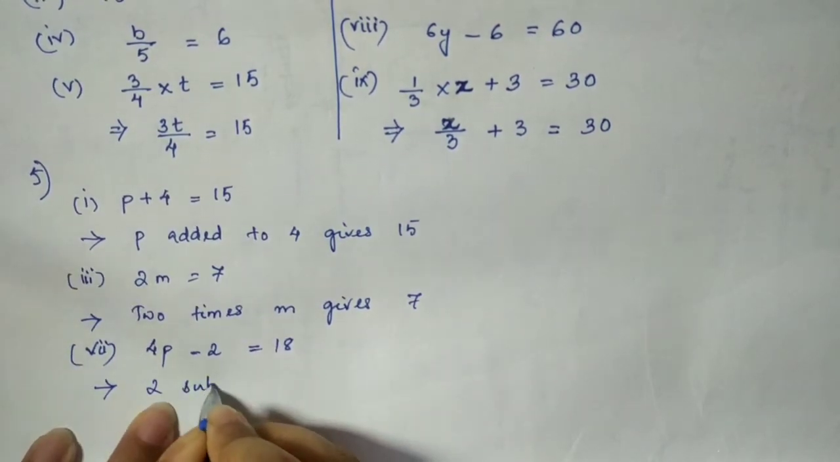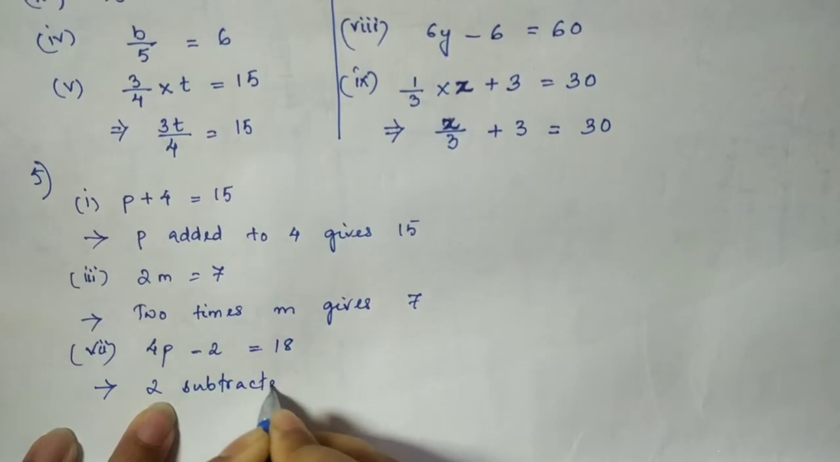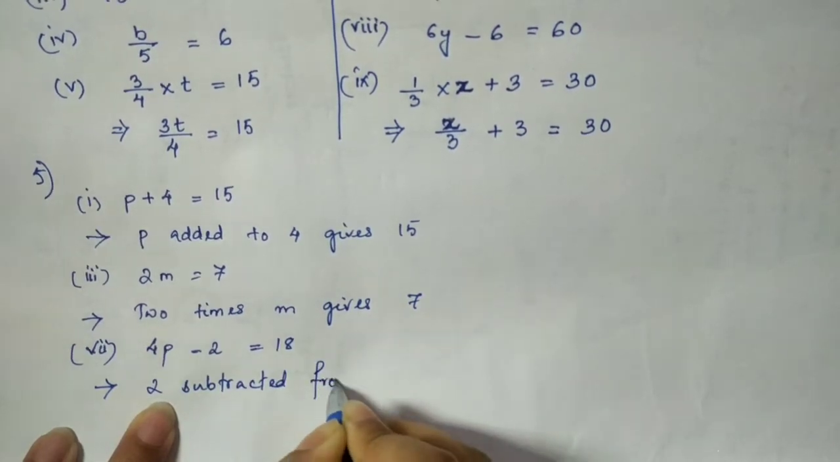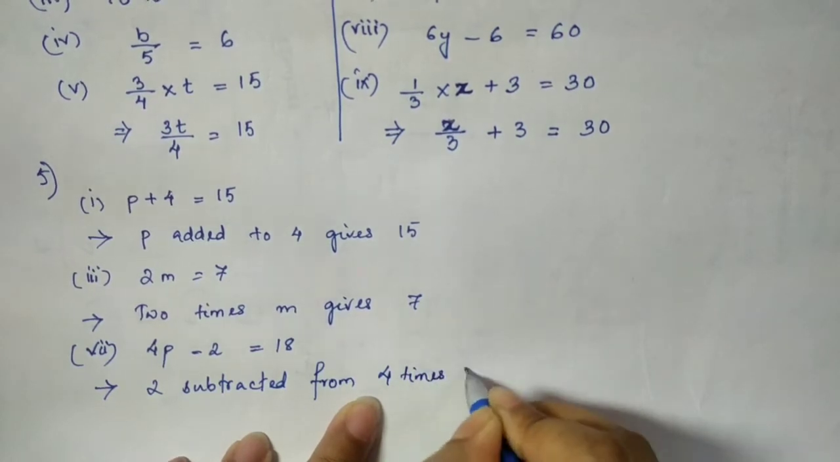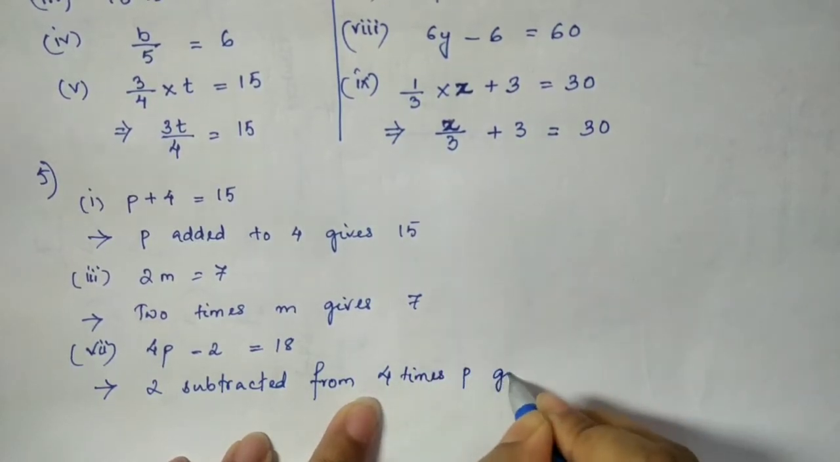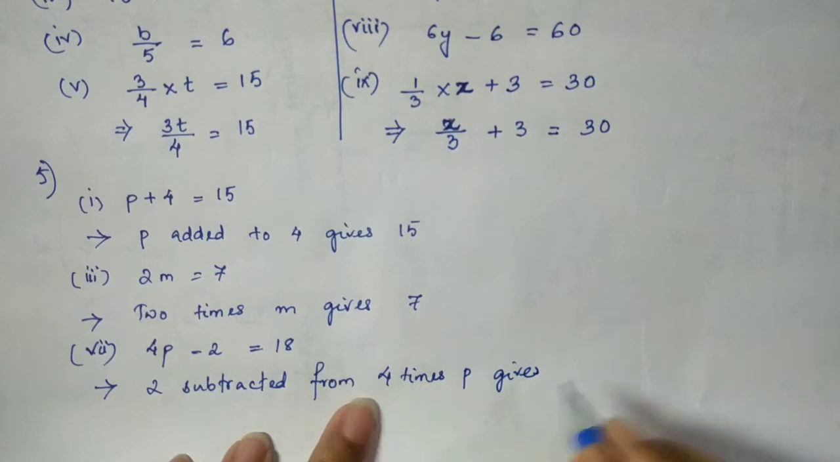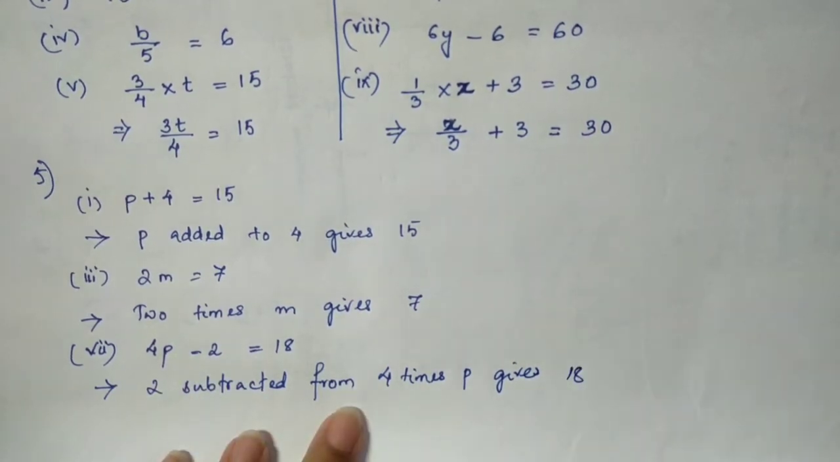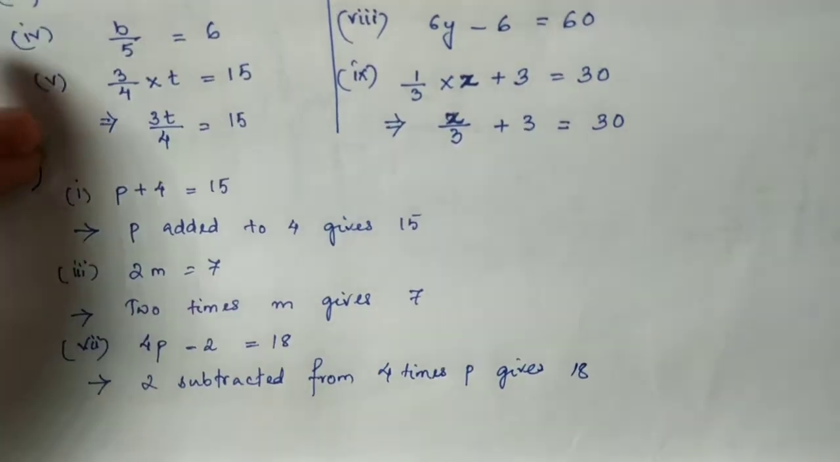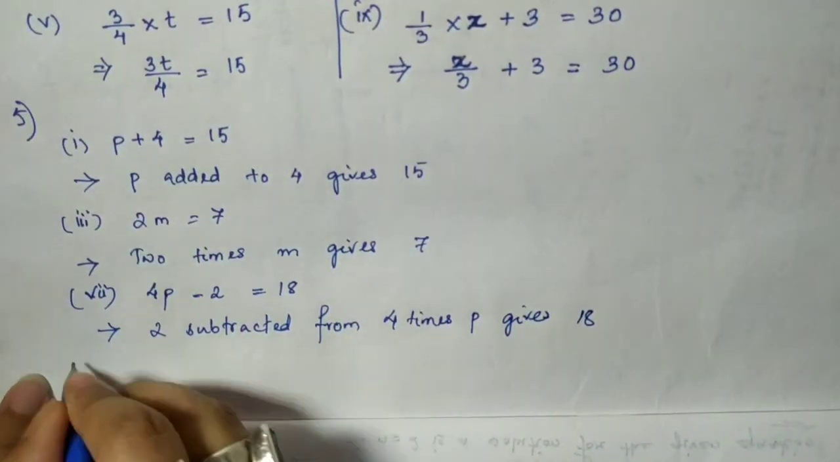2 subtracted from 4 times p gives how much? Gives 18. Okay. One last one for you from this is question number 8.